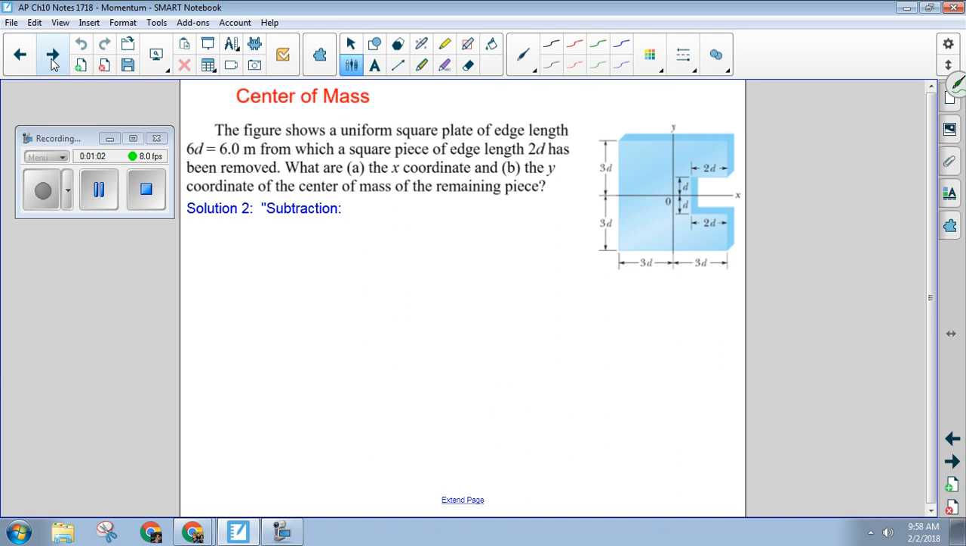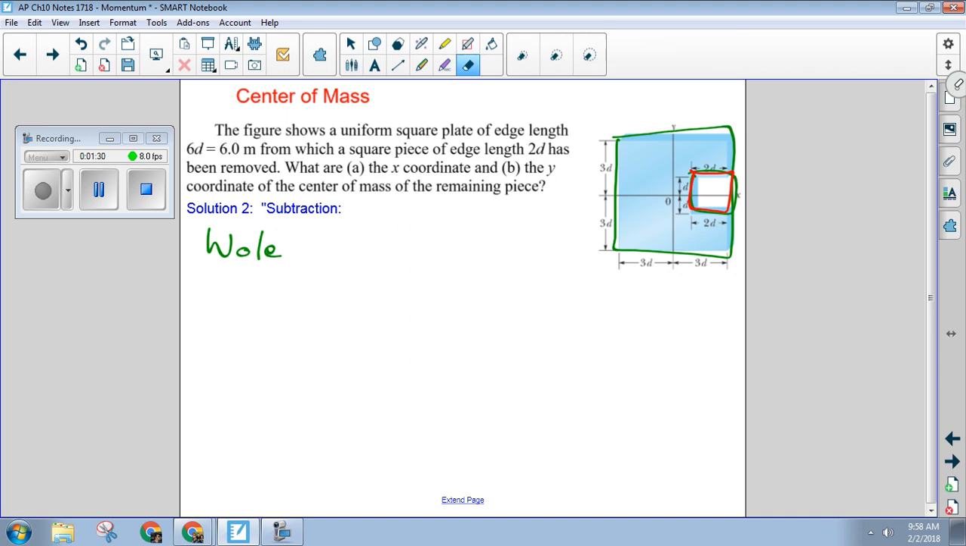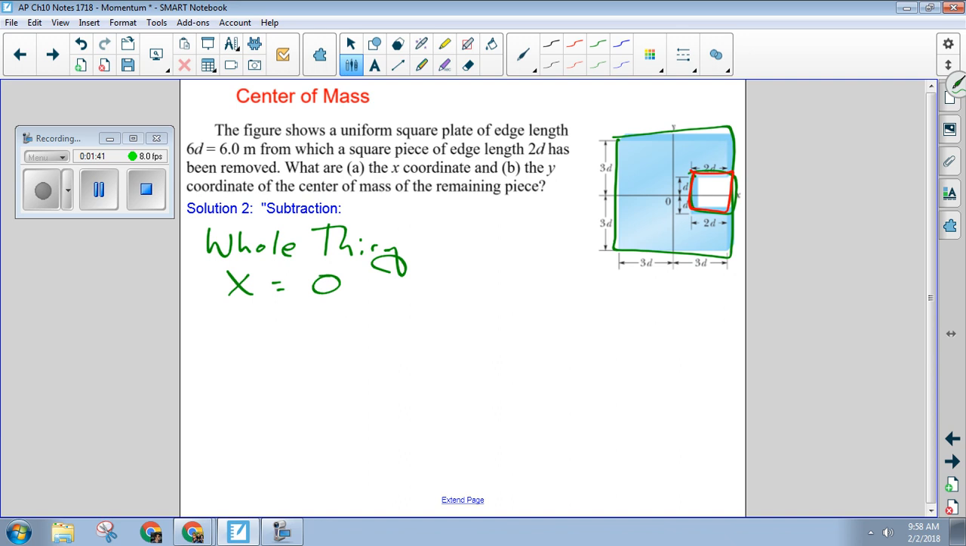All right, so here's what we're going to do. Instead of breaking it up into chunks and adding the pieces together, we're going to imagine it as 2 things. What's there and what's not there. Okay? So, let's pretend that hole wasn't there. Where would the center of mass of the whole thing be? 0. So the whole thing, oops, that is not at all how you spell whole. Let's try that again. Whole thing. So, our center of mass would be at 0, right?